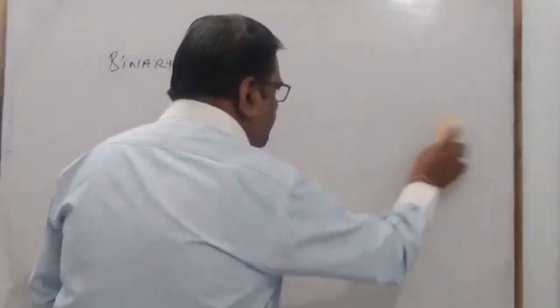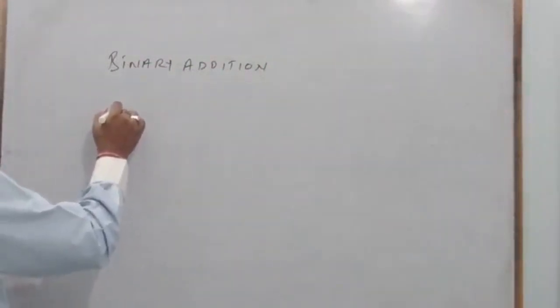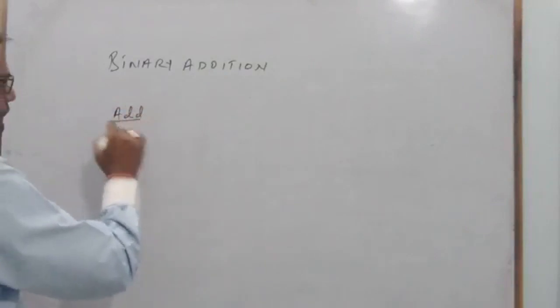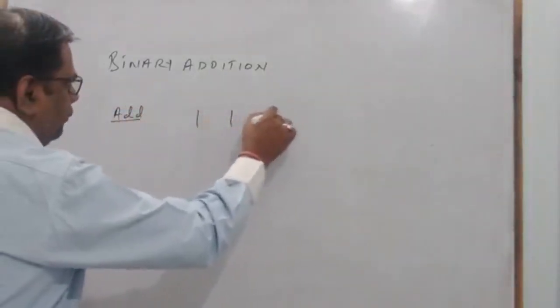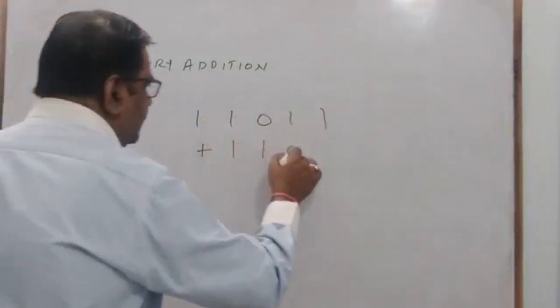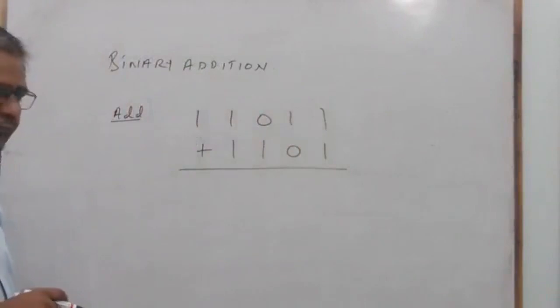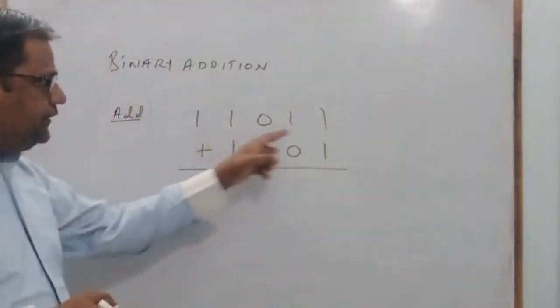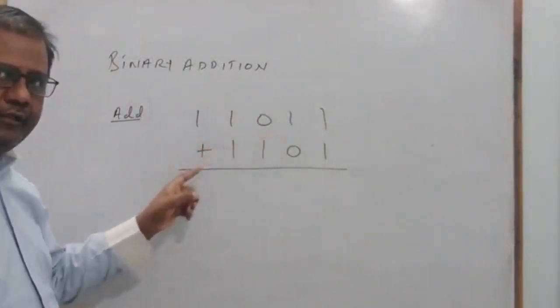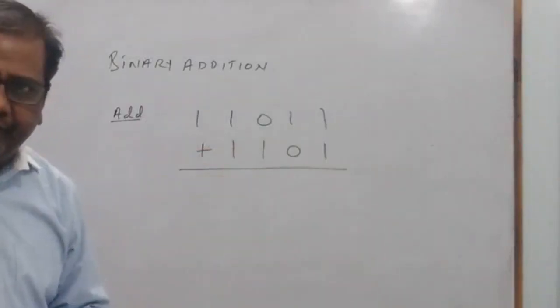When we are moving to the question, if we are saying that add 1, 1, 0, 1, 1 with 1, 1, 0, 1, you want to add it up. That means we have the binary value of the first number and the binary value of the second number. You have to add it in the binary form.